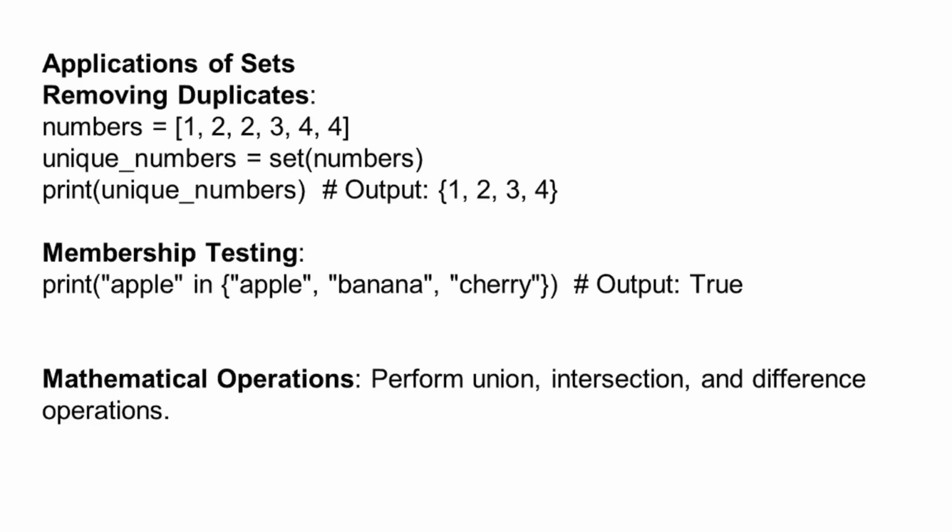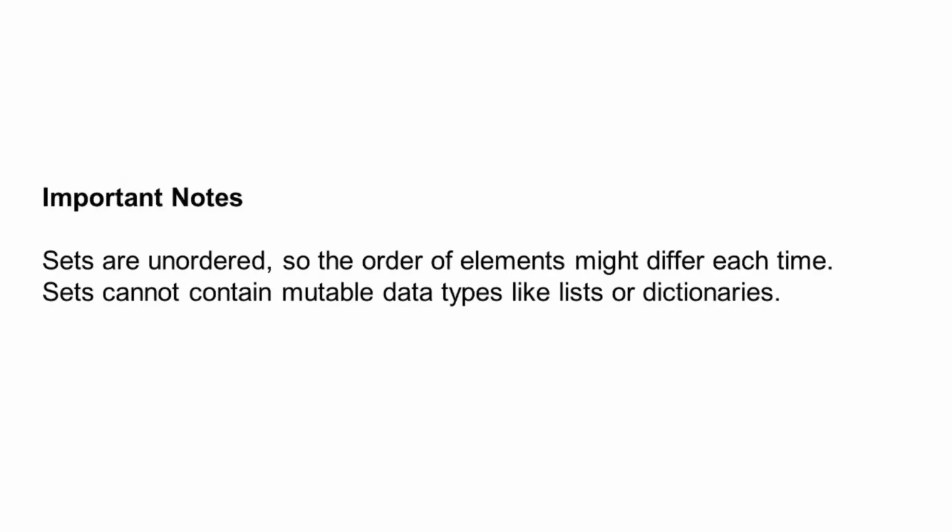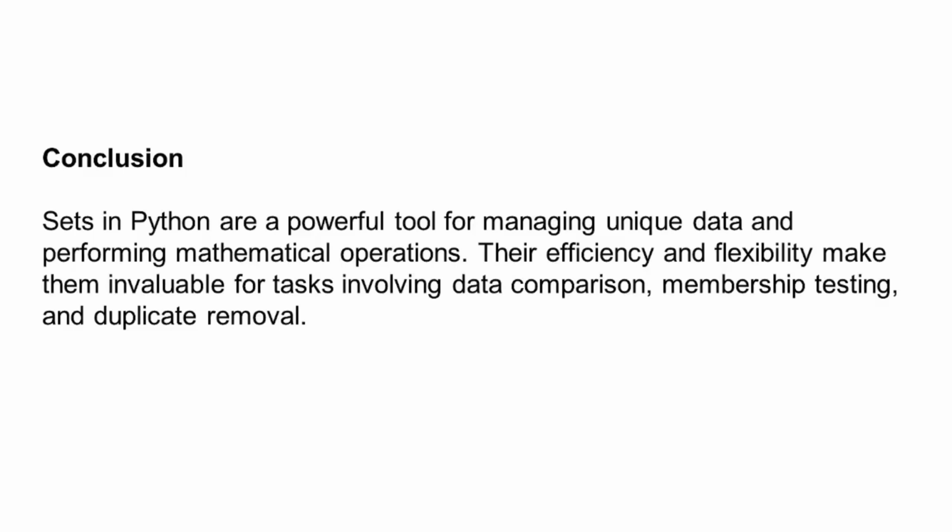Applications of sets. Removing duplicates: numbers = 1, 2, 2, 3, 4, 4, 4. To get unique numbers, you just use set. Membership testing: print 'apple' in {apple, banana, tree}. Output: True. Mathematical operations: perform union, intersection and difference operations. Sets are unordered, so the order of elements might differ. A set cannot contain mutable data types like lists or dictionaries.